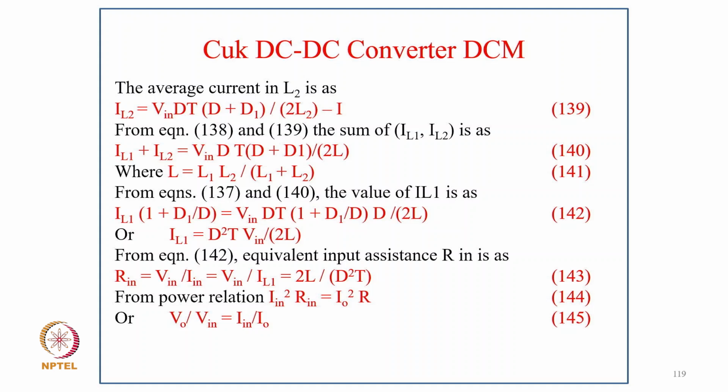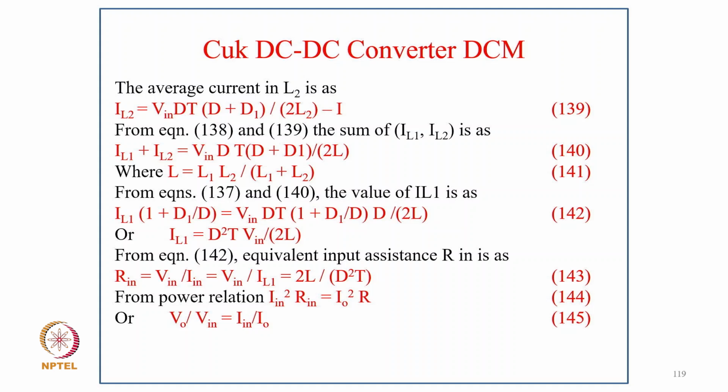So from these two equations, we can get IL1 plus IL2 equal to Vin dT (d plus d1) upon 2L, where L equals L1 L2 divided by L1 plus L2, the parallel combination of L1 and L2. From this, IL1 equal to Vin dT in bracket (1 plus d1 upon d) into d upon 2L, or IL1 equal to d square T Vin upon 2L. From this relation, the equivalent resistance Rin equal to Vin upon Iin, that is Vin upon IL1, that is 2L divided by d square T, and from the power relation, Iin square Rin equals Io square R.